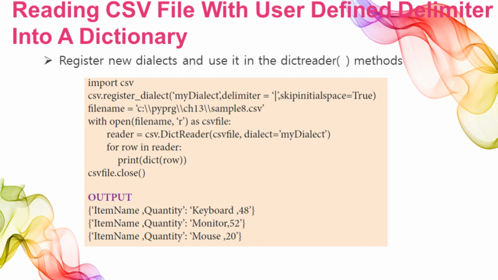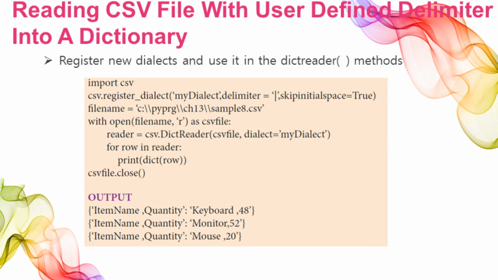Import csv. csv.register_dialect of my dialect, delimiter is equal to comma, skipinitialspace equal to True. Already we learned what is meant by dialect and what is meant by skipinitialspace. Here dialect is a class of the CSV module which helps to define parameters for reading and writing CSV, and also it allows you to create, store and reuse various formatting parameters for your data.